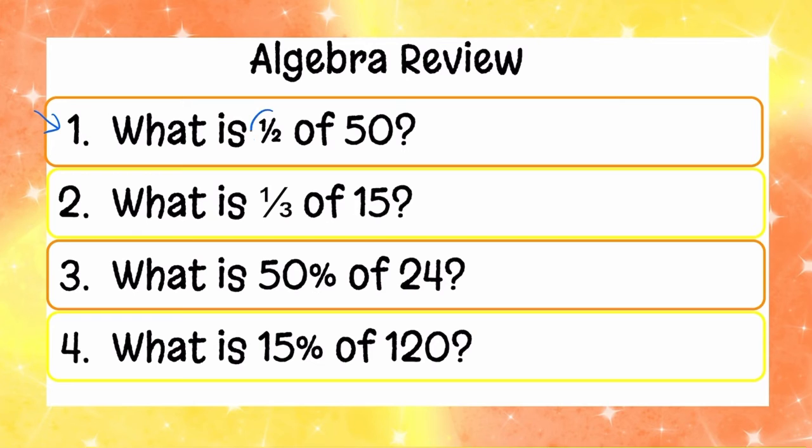We take the 1/2. The word of means to multiply. And we just multiply by 50. So you can put this in the calculator. 1/2 times 50 is 25. Or you try it.